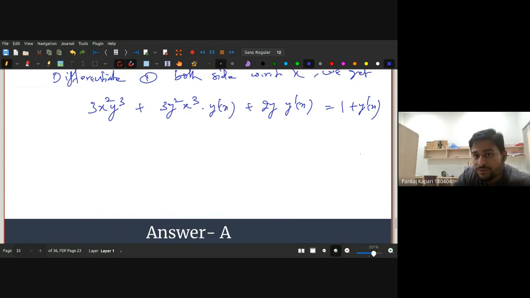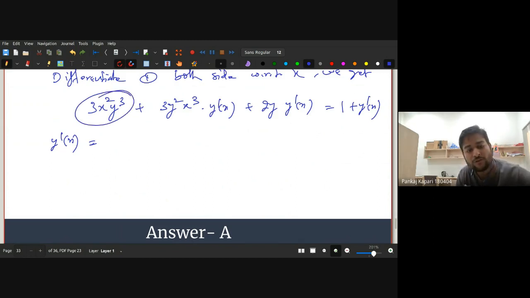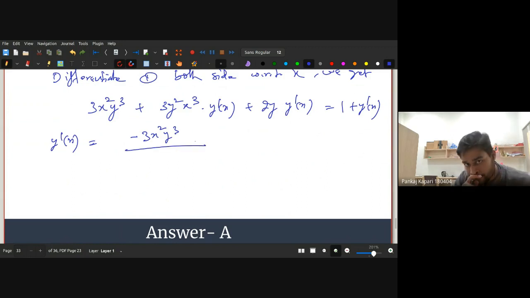Taking y prime of x to be common, what do we get? Only this term is free of y prime, right? So it's just minus 3x square y cube. Okay, so this term is also free of y prime. So we get 1 minus 3x square y cube, divided by 3y square x cube plus 2y minus 1.